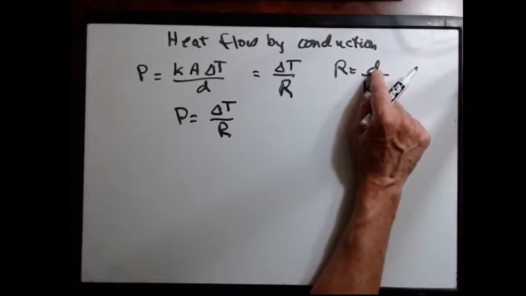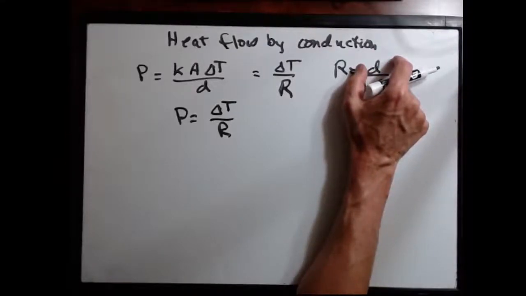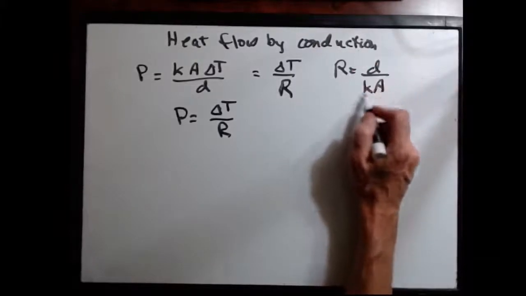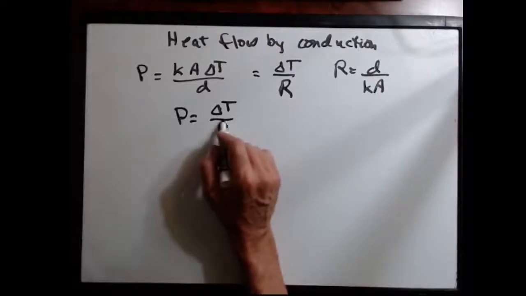A smaller distance makes the resistance get smaller. A larger distance makes the resistance get bigger. A smaller area makes the resistance get bigger. And so this does sort of look like a resistance, and so it's often written this way.